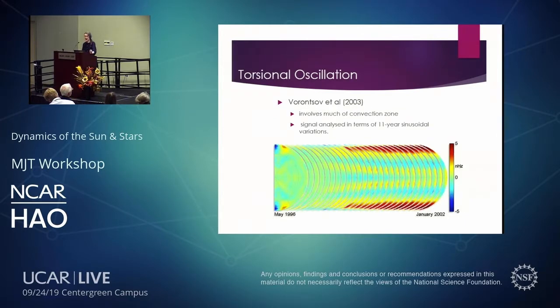So this is the Vorontsov et al. result that Bill showed, and you can see very beautifully how these bands penetrate into the convection zone. And they also had the idea of characterizing it as harmonics of the solar cycle, which was an interesting thing.